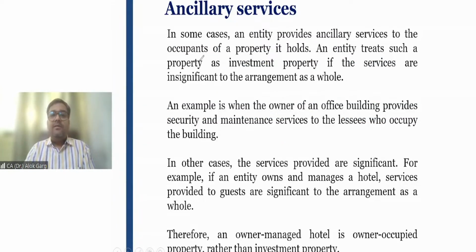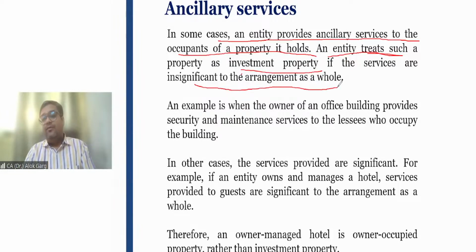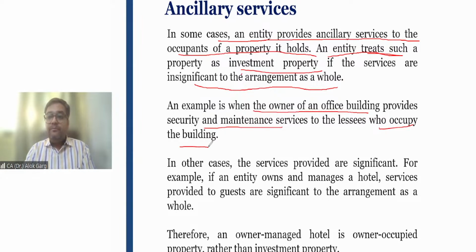So friends, in some cases, an entity provides ancillary services to the occupants of a property it holds. An entity treats such a property as an investment property if the services are insignificant to the arrangement as a whole. An example is when the owner of an office building provides security and maintenance services to the lessees who occupy the building, right?